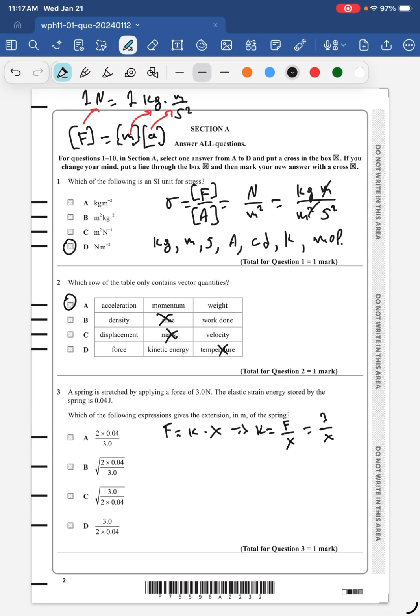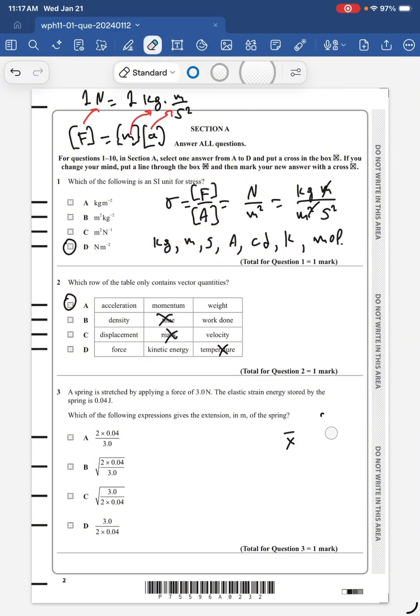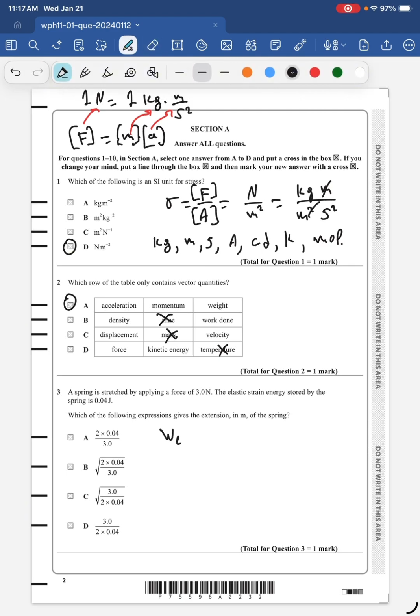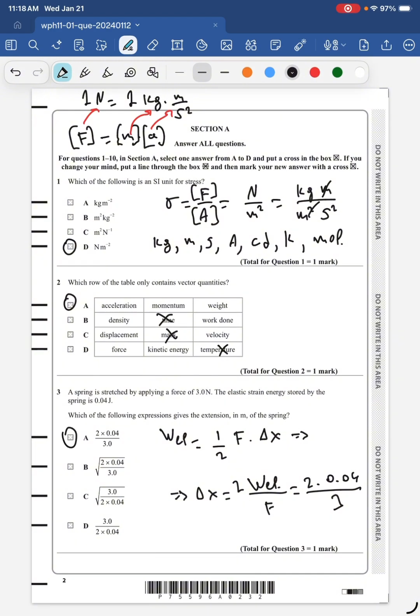And then, where do we need this? I actually don't think we need this. I'm sorry. Let's try a different way. So the elastic, let's call it W elastic, strain energy is 1/2 F times delta X, right? And they are asking for the extension, so delta X is equal to the elastic energy over the force times 2, so 2 times 0.04 over the force, which is 3. And the correct answer is A.